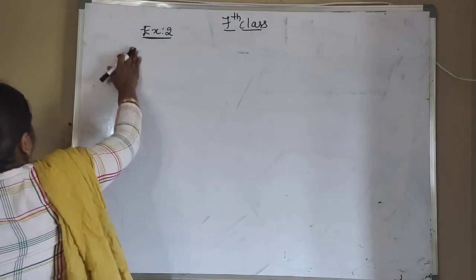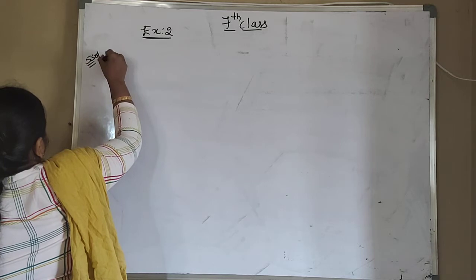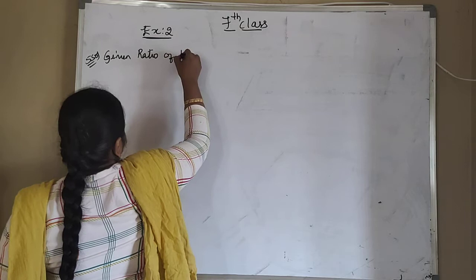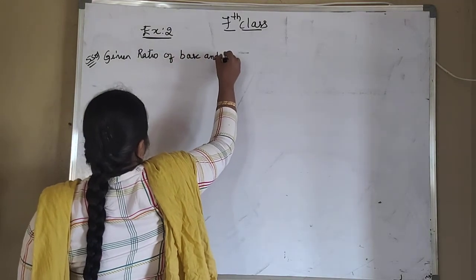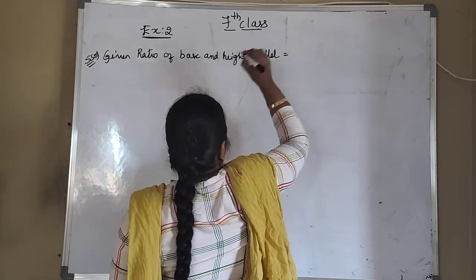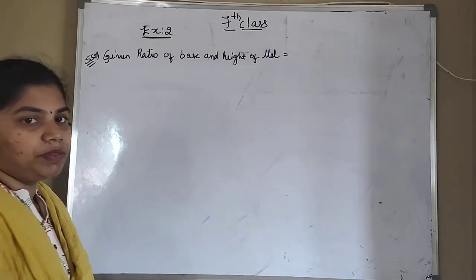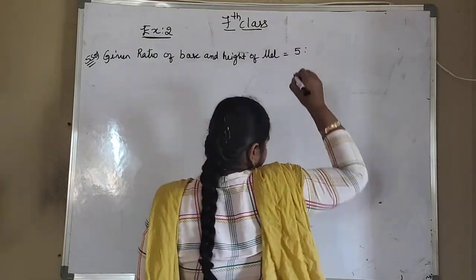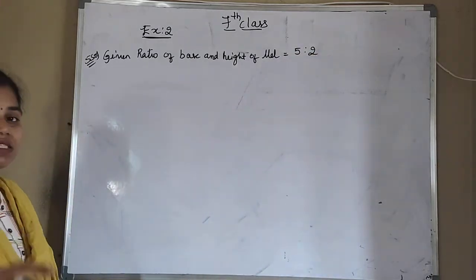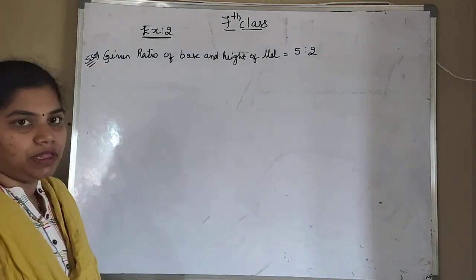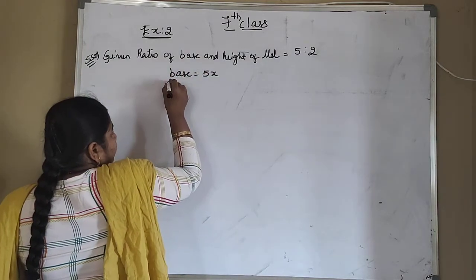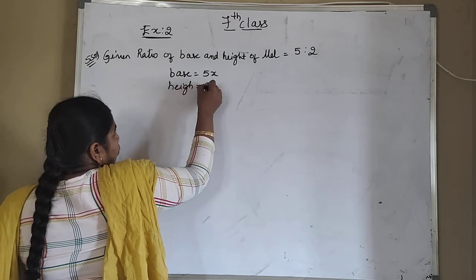So what is the ratio they have given? Given ratio of base and height of parallelogram. So what is the base and height of a parallelogram? They have given in the form of 5:2. Okay, so these are only the ratios. The answers will be in the form of multiples of that they are telling. Okay, so we can take the base as 5x and height as 2x.